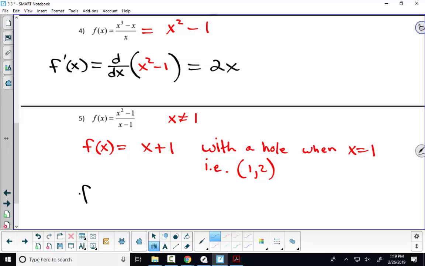And then finding that derivative. What's the derivative of x plus 1? Equal to 1. Now the derivative, the slope of the tangent line on any linear function that's not horizontal is always just the slope of the line itself.